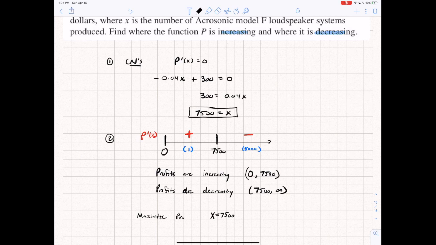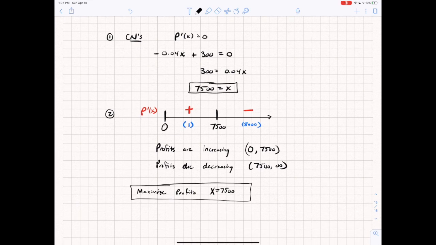This is called optimization, and it's one of the applications we're going to look at later on after we cover the second derivative test. And it's another type of word problem, very similar to related rates. All right, so this is the maximum profits, which would be producing 7,500.